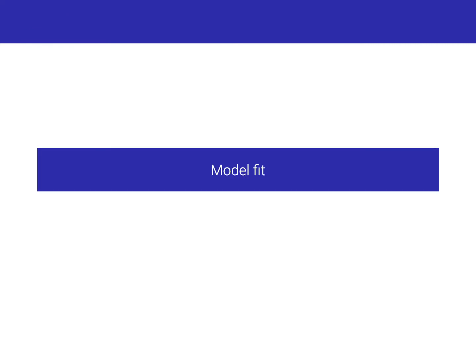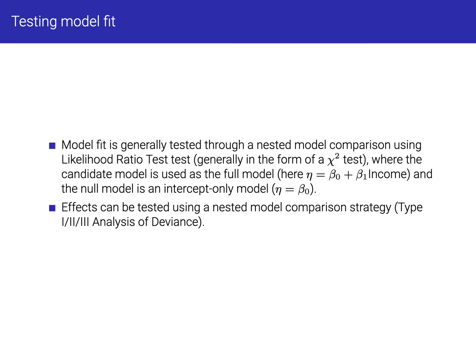Okay, so let's talk now about model fit. Model fit is generally tested through a nested model comparison using a likelihood ratio test, generally in the form of a chi-square test, where the candidate model is used as the full model. So in this example, that's beta 0 plus beta 1 times income. And the null model is an intercept-only model that only includes beta 0. So fit can be tested using a nested model comparison strategy, which is sometimes referred to as analysis of deviance as opposed to analysis of variance, but it's the same idea of strategies.